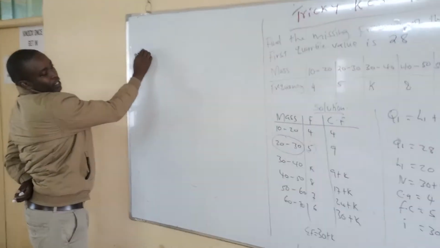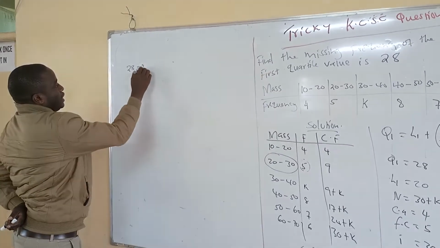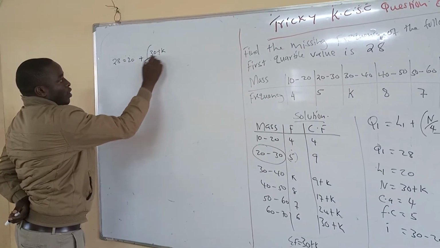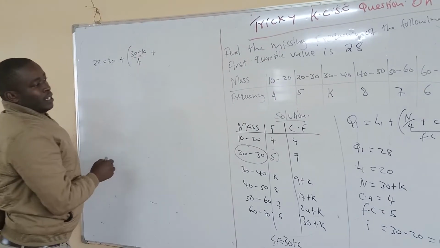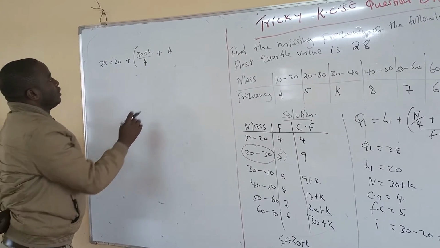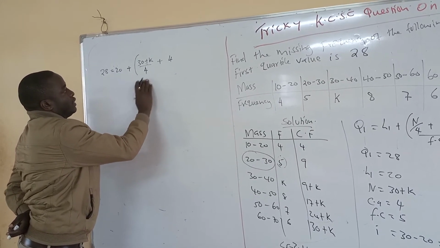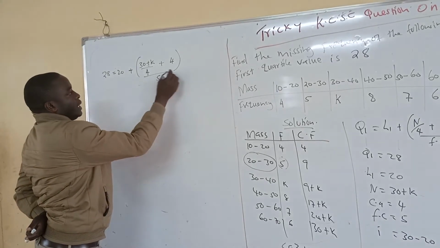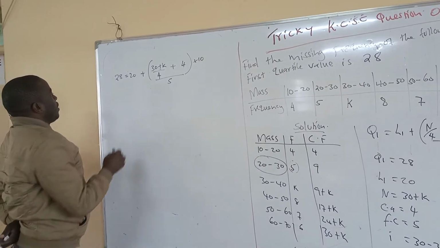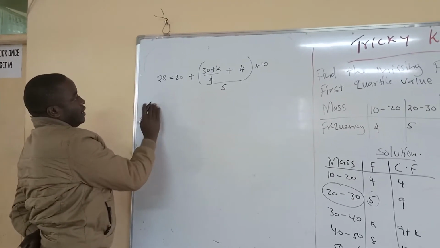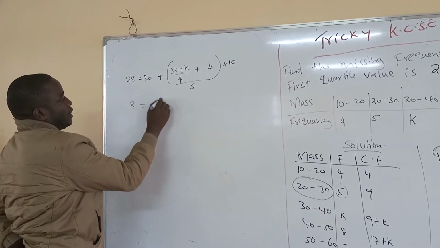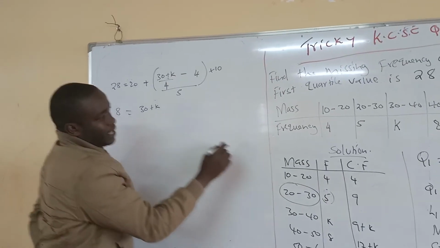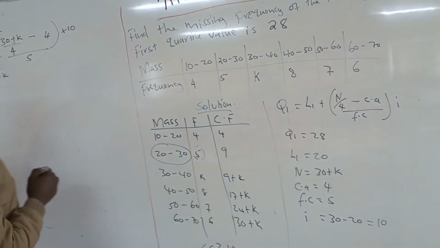We know Q1 is 28, so 28 equals L1, which is 20, plus n, which is 30 plus K, all over 4, then minus 4, all over the frequency of the class, 5, times the class interval, 10. We take 20 to the other side, so 28 minus 20, which is 8, equals that expression. This is supposed to be minus here, not plus. That is the formula: it should be minus, not plus.